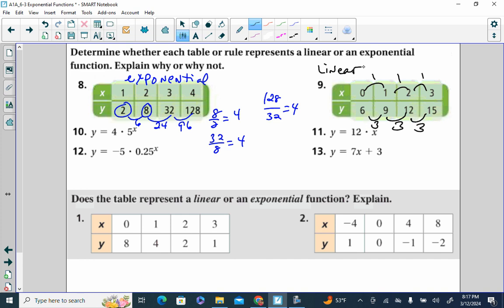Now let's look at our problems 10 through 13. See if they meet the definition. And remember, the definition we're looking for in problems 10 through 13: we have y is equal to a times b to the x, where a doesn't equal 0, b doesn't equal 1, and b is greater than 0. All right, so I take a look at problem 10. We have a times b to the x, so that's exponential.